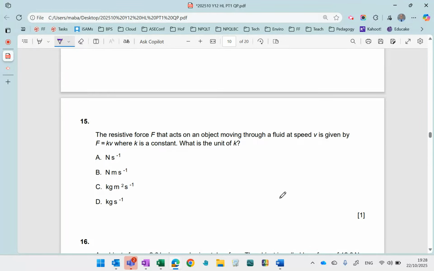Two more to go. Come on. The resistive force that acts on an object moving through a fluid at speed v is given by kv. What are the units of k? This has got to be homogeneous with respect to its units. So we're going to substitute in units of force in newtons. Units of k are unknown, so we can just leave that as k for the moment. v is in meters per second.